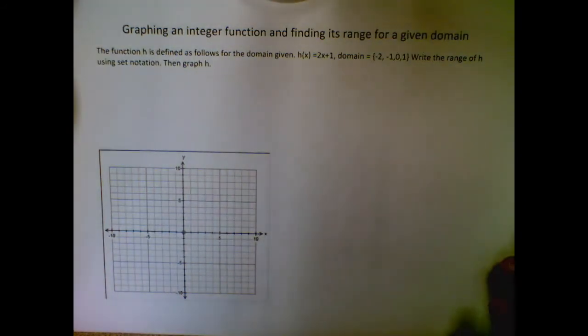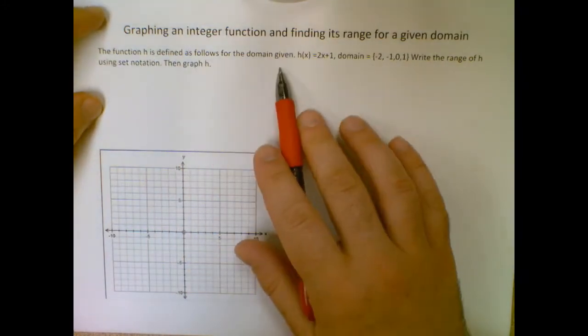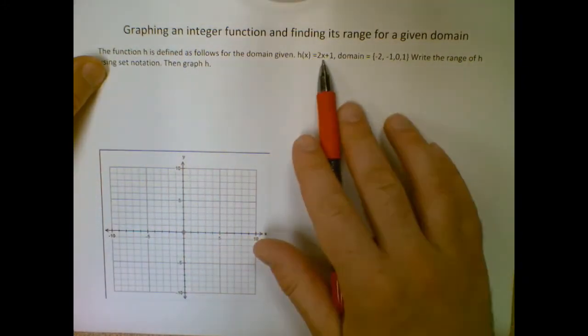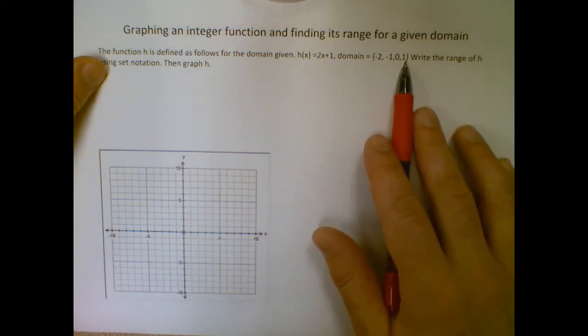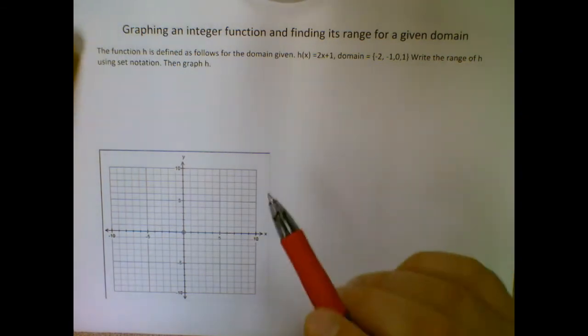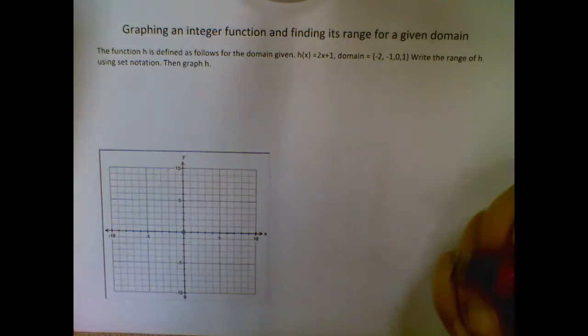Today we're going to be looking at the ALEKS topic, graphing an integer function and finding its range for a given domain. So we have a function h, defined as follows for the domain given. h of x equals 2x plus 1 with a domain of -2, -1, 0, and 1. So just 4 points in this function. Write the range using set notation, then graph h.